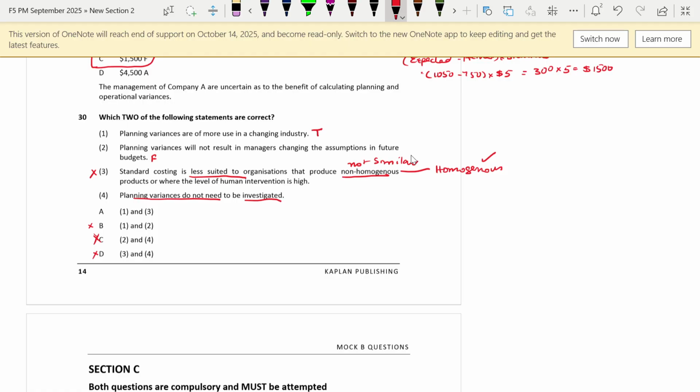Planning variances do not need to be investigated? No, they have to be investigated. Okay, investigated in specific cases. It has to be investigated. Are you clear about this?